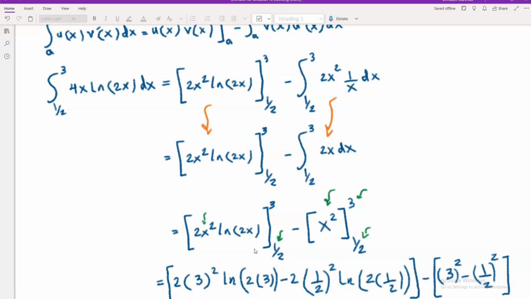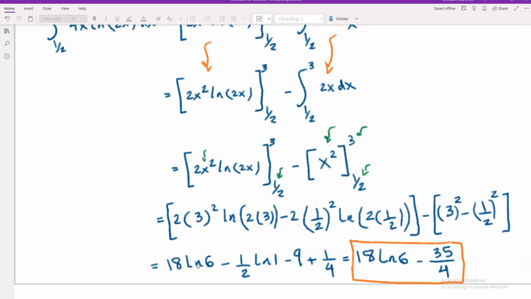Now we have to simplify. So we have 3 squared, 3 squared is 9. 9 times 2 is 18 times ln of 2 times 3, which is 6, minus 2 times 1 over 2 squared. 1 over 2 squared is 1 over 4. So 1 over 4 times 2 is 1 over 2. Multiply by ln of 2 times 1/2, so 2 divided by 2 is 1. We're going to have ln 1 minus, so use the distributive property: negative times 9, negative times negative 1 over 4. So we're going to have negative 9 plus 1 over 4.